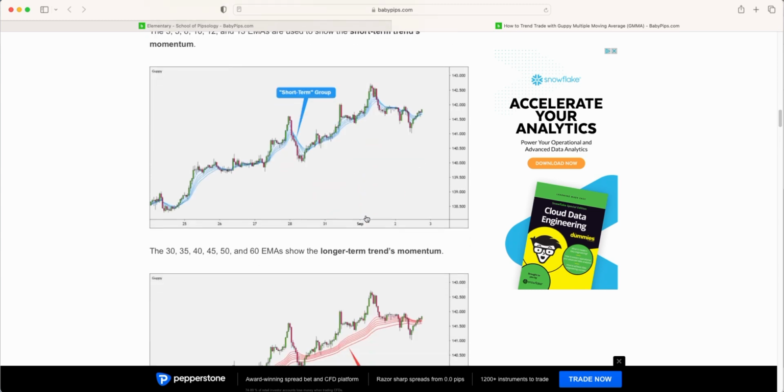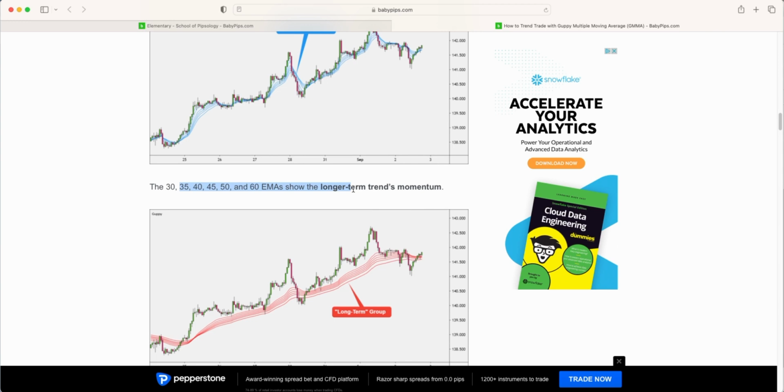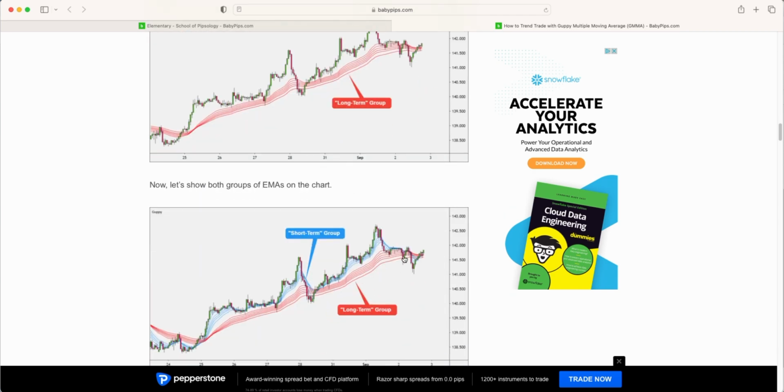And then we have the last six moving averages, what he determines as the long-term traders, which gives you a more smoother outcome of where the direction of the trend is. And when you put both together, it looks something like this. So you have the short-term group and the long-term group.